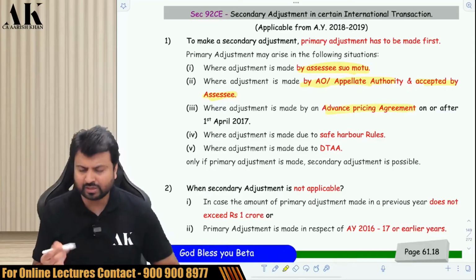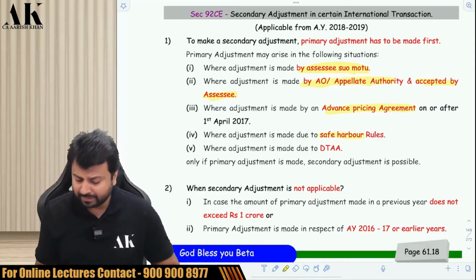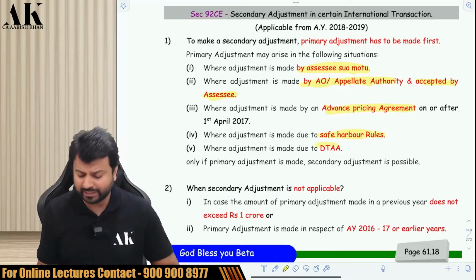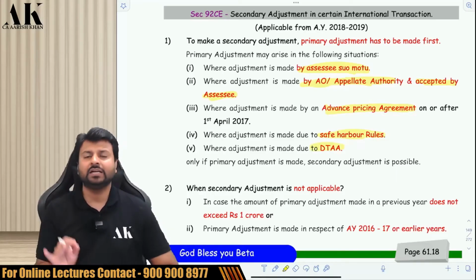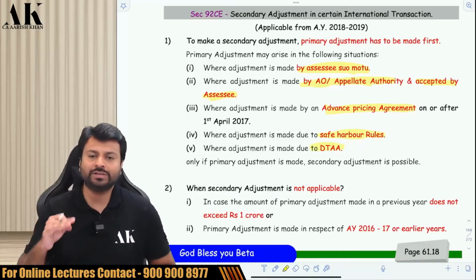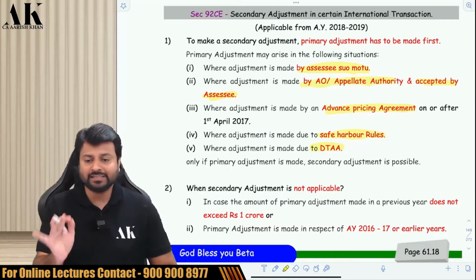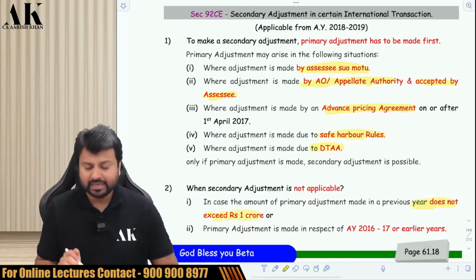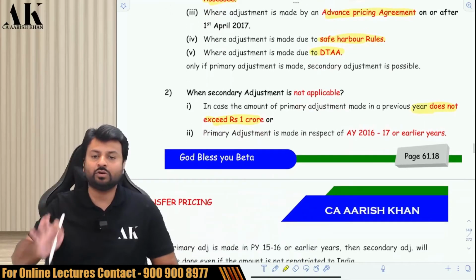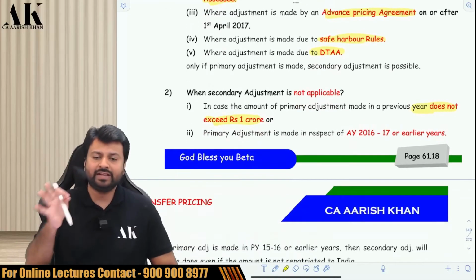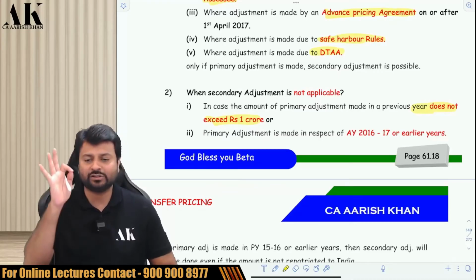Primary adjustment can also be because of safe advance pricing agreement. Primary adjustment can also happen because of safe harbor rule, and it can also happen because of the DTAA adjustment. So every time you need to understand that to do a secondary adjustment, it is mandatory to do a primary adjustment. Secondly, the primary adjustment has to be greater than 1 crore rupees. If the primary adjustment is not greater than 1 crore rupees, then this provision is not applicable. If it is up to 1 crore rupees, secondary adjustment is not applicable.